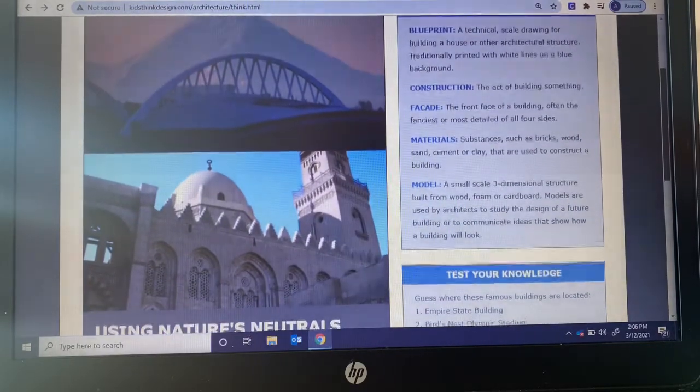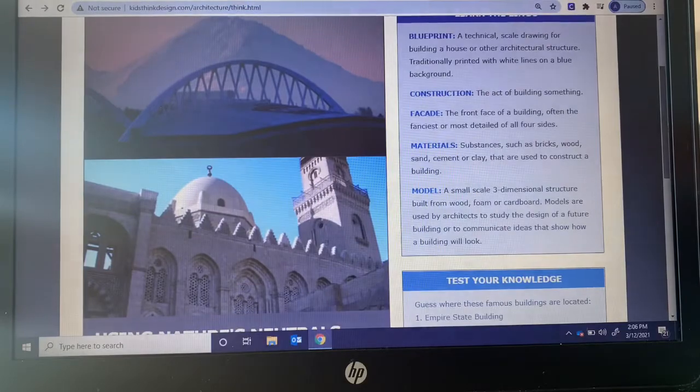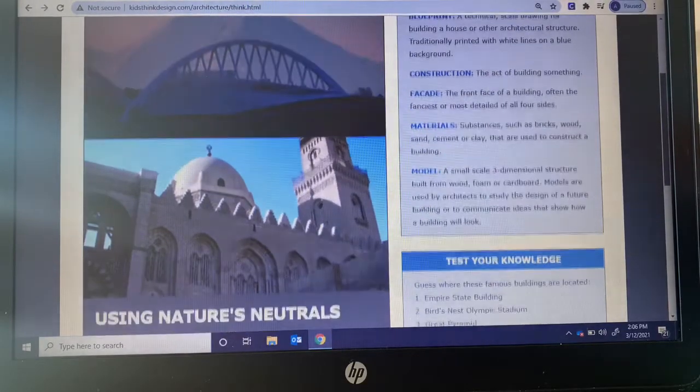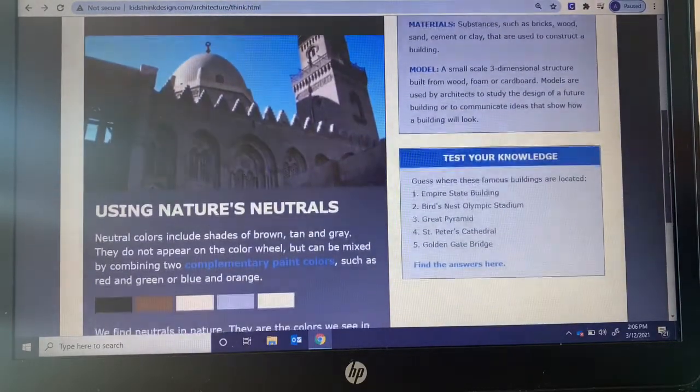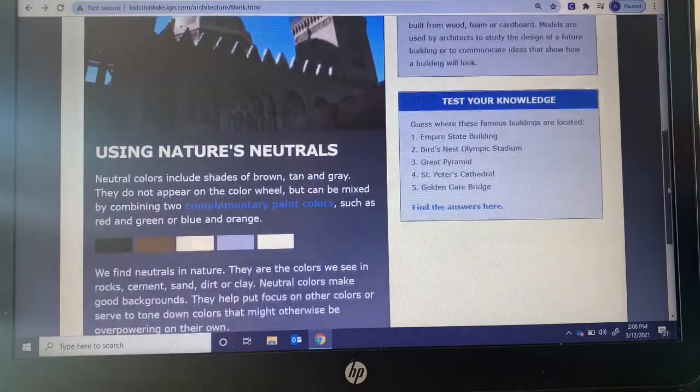You can see some examples of architecture here, and notice the colors. The colors that we find in architecture are often neutrals. You're seeing shades of brown, tan, gray. They do not appear on the color wheel, but can be mixed by combining two complementary colors, such as red and green or blue and orange. So if you mix your complements, you get a neutral.